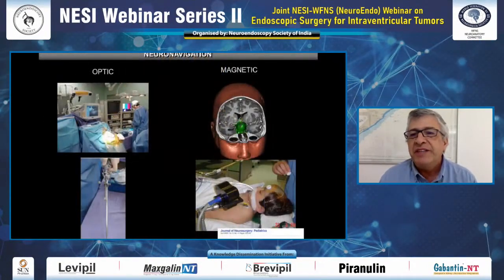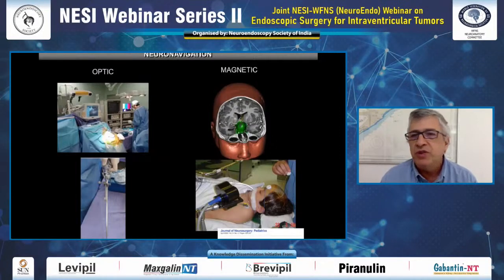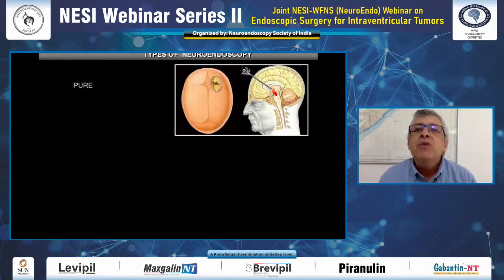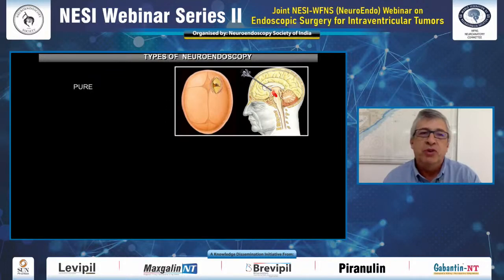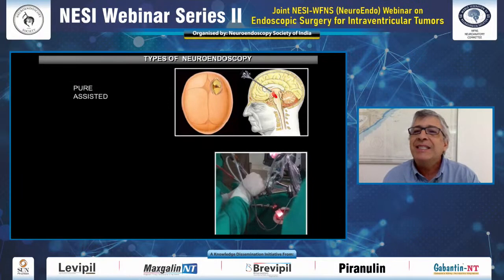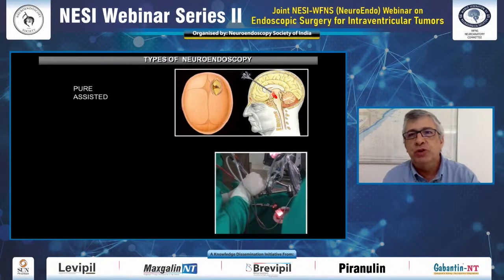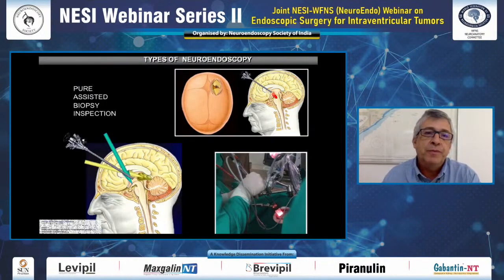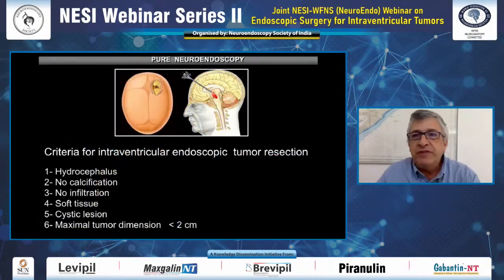Of course, if the intraventricular cavity is small, you can use two kinds of neuronavigation, optic or magnetic. Normally, in small children, I prefer the magnetic navigation. And to remove the intraventricular tumor, you can use different approaches. Pure neuroendoscopy was our dream. Assisted neuroendoscopy is when you put a tube and, with normal instruments, you can remove the tumor, do a biopsy or inspection. So you can use each kind of procedure.